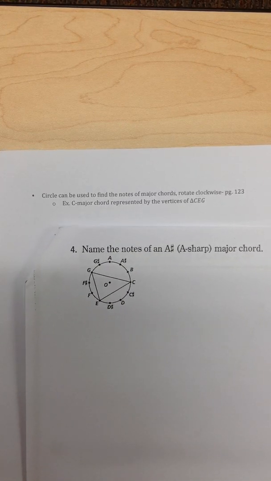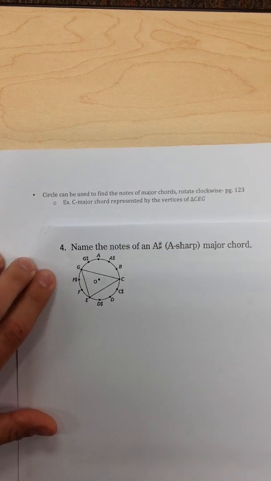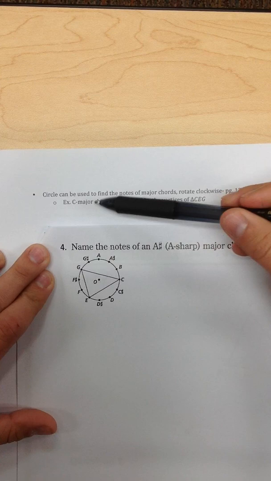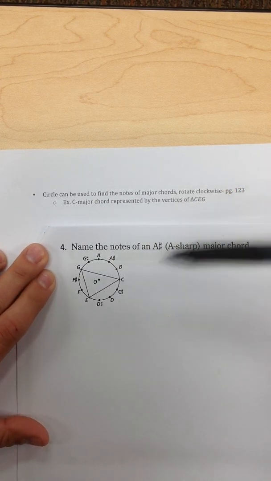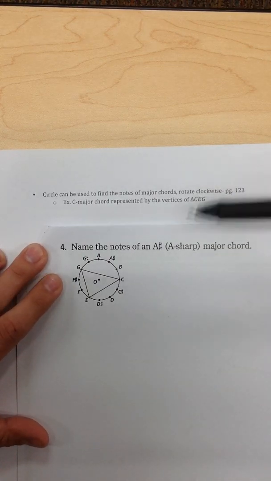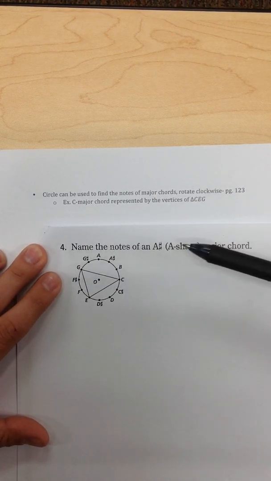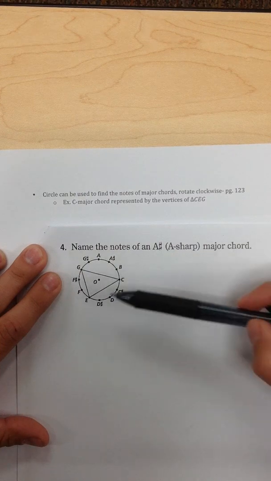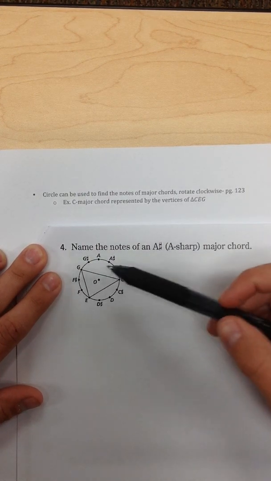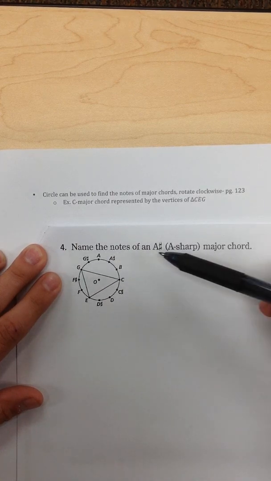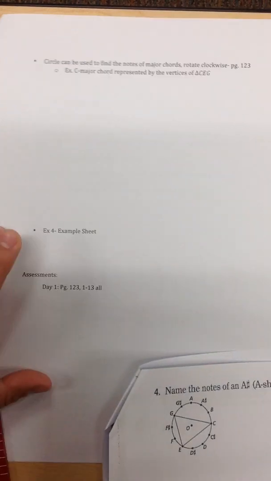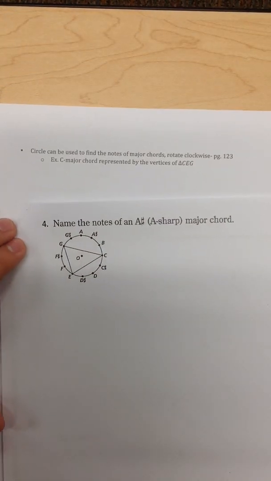So it would look like this here, okay? So what it says is the example that's here and the same one that's in the book is the C major chord is represented by the vertices C, E, and G. So I don't know anything about the C major chord, but the notes that must go with that would be C, E, and G, okay? So what they want us to do is they want us to use this device here to figure out what the A sharp major chord is, okay? And this is example 4, which is our last thing we're doing here.